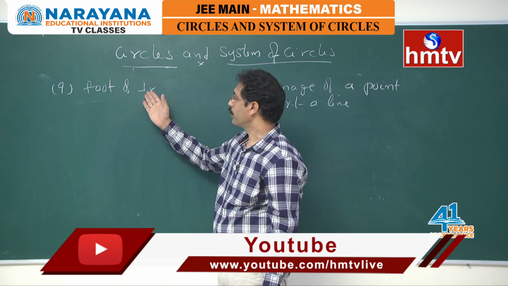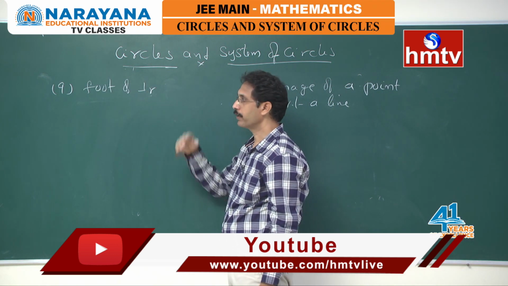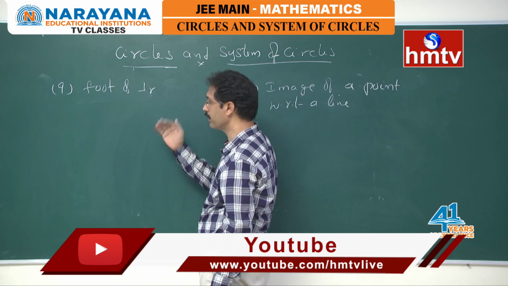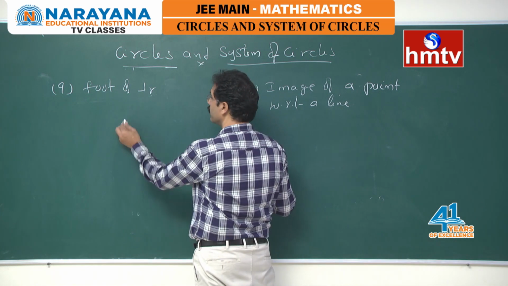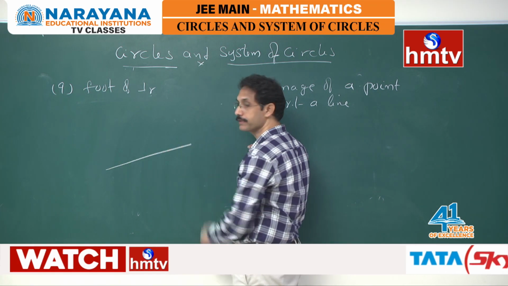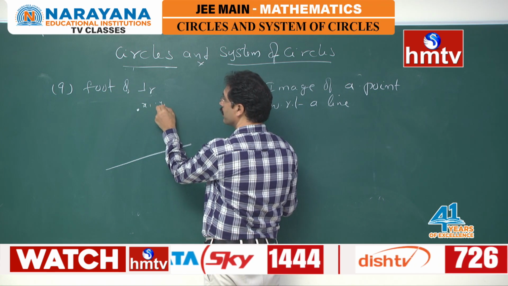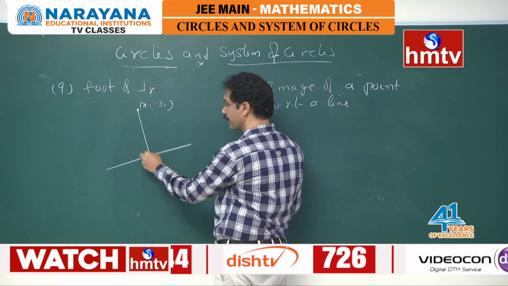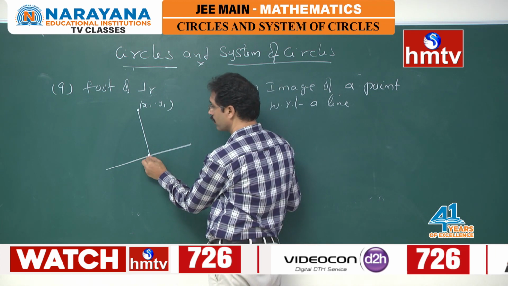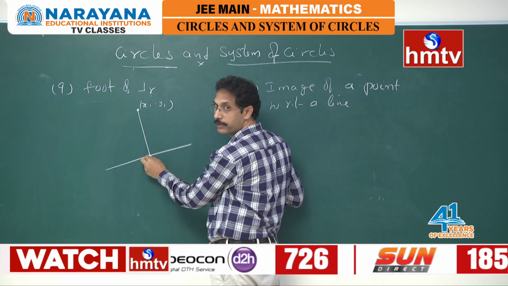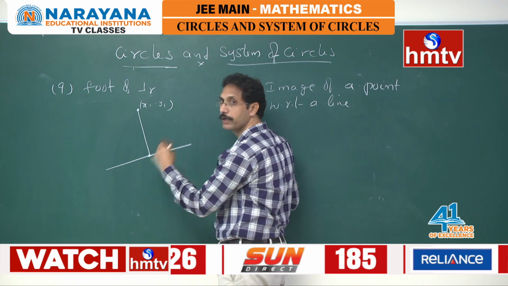Let us discuss the foot of perpendicular, that is, how to find the foot of a point on the given line. Here, see, suppose a straight line is given like this. From a point x1 comma y1, a perpendicular is drawn to this straight line. This is called the foot of perpendicular of this point on this line. To find this, we have a standard result.